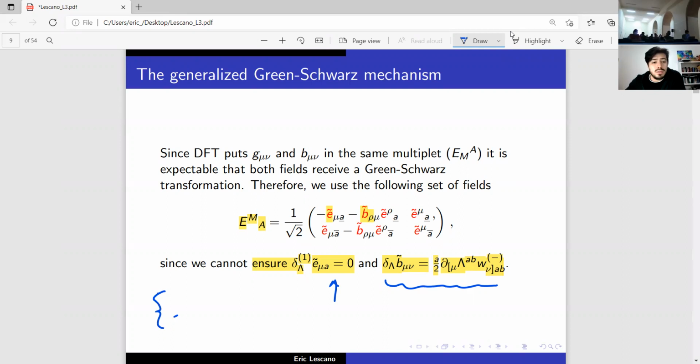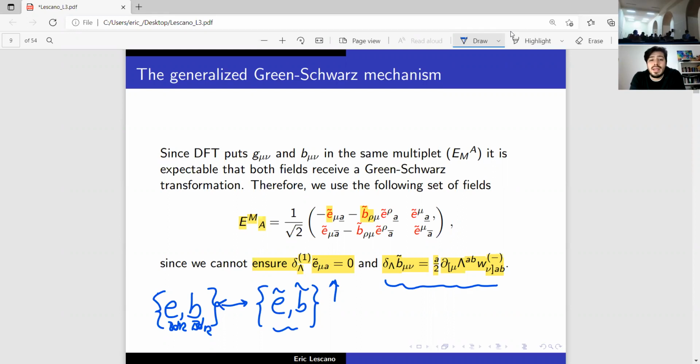And since we cannot ensure this, instead of parameterizing with our standard fields, with E and B, we are going to parameterize with these tilde objects, since these tilde objects could be related with, suppose that these are the Bergshoeff-de Roo fields. And these are our fields from double field theory. And this set of fields could be related through non-covariant field redefinitions or covariant field redefinitions.